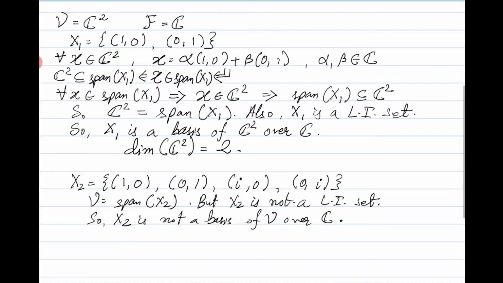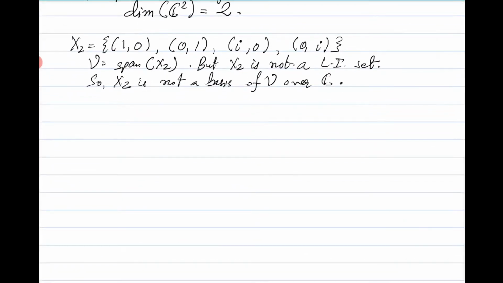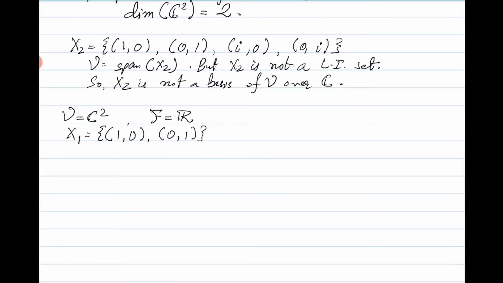Right. Now let's do this. We'll keep the same set V, but we consider a different field associated with it, and the field this time that we'll choose is the set of real numbers. X1 is (1, 0) and (0, 1), the collection of these two vectors. Is this true?